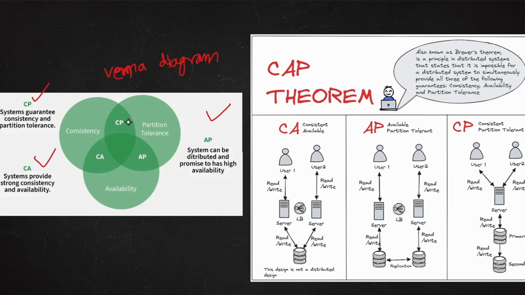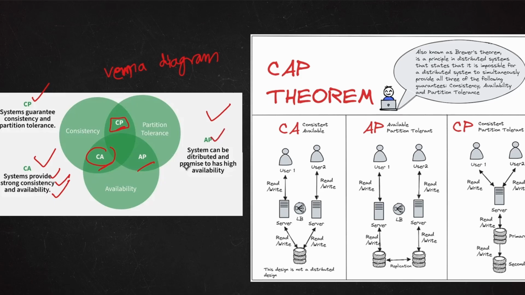So sorry for the bad handwriting. You can see CP, CA, AP, all three combined. CP is nothing but a system that guarantees consistency and partition tolerance. Two of them are satisfied, and for the third one we need to compromise a little bit. In CA we have consistency, strong consistency and availability, but we may not be guaranteed partition tolerance.